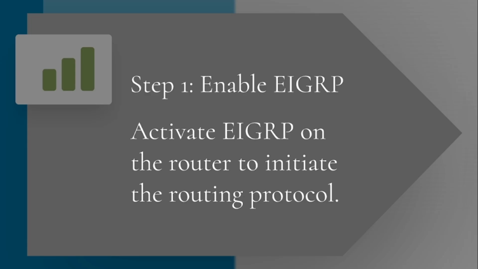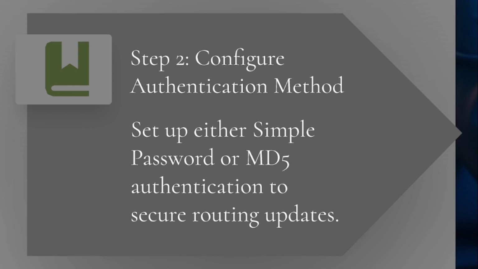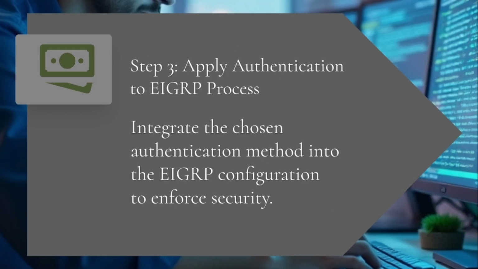Step one, enable EIGRP. Step two, configure the authentication method, or MD5 authentication. Step three is apply authentication to the EIGRP process, enforcing security. So these are the three important points for EIGRP authentication, and we'll configure EIGRP authentication with MD5. So that is the theory part of EIGRP authentication, and now we will go straight to the GNS3 console for configuration.